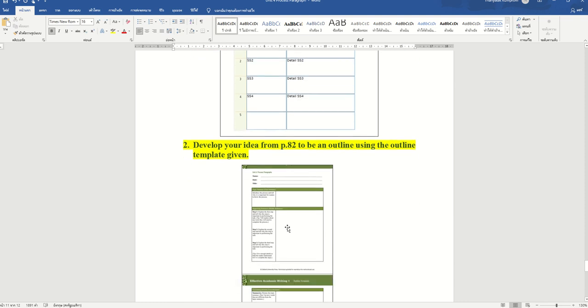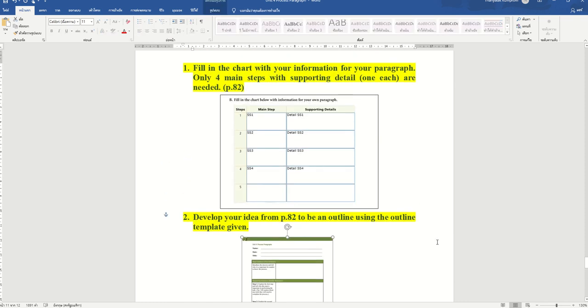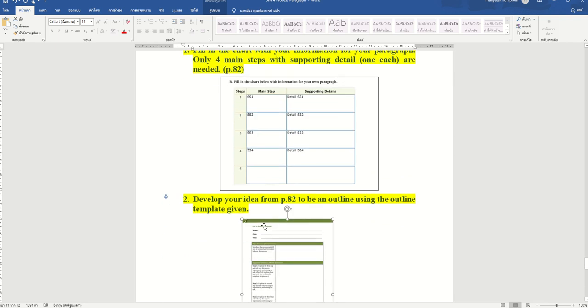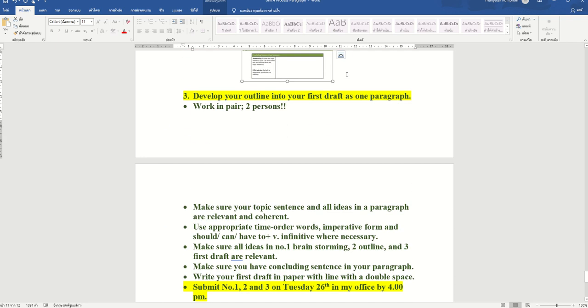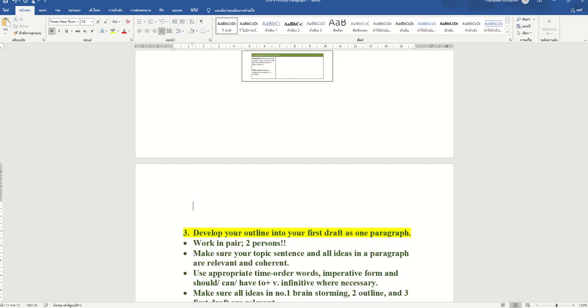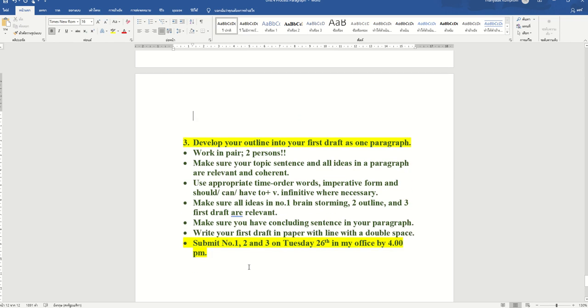For the template, it will be uploaded. You can get the template from our Microsoft Team. And for this one, you can draw the table on paper because I haven't got a file of the book on page 82. So 1, 2, and 3 here. This is our assignment for unit 4.